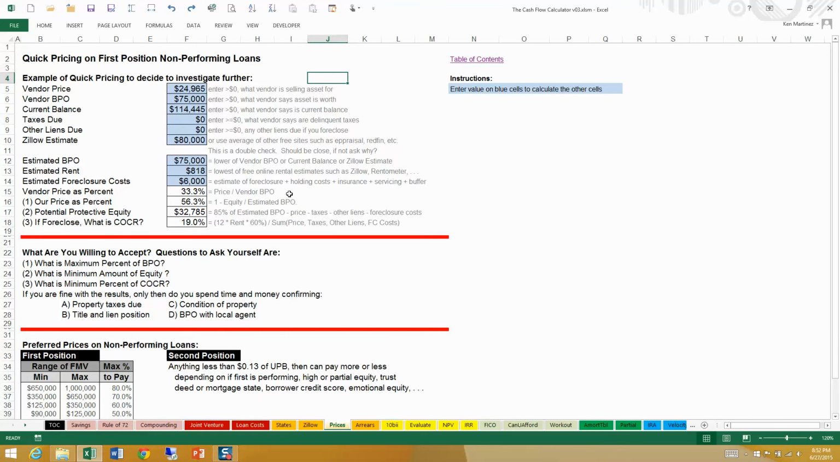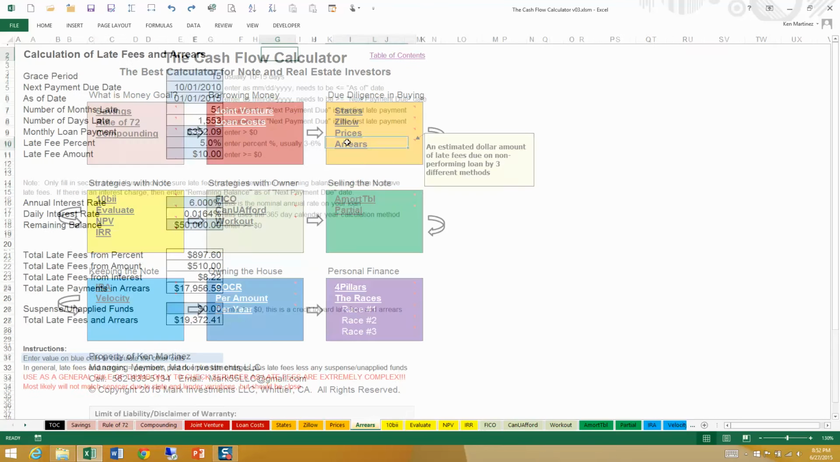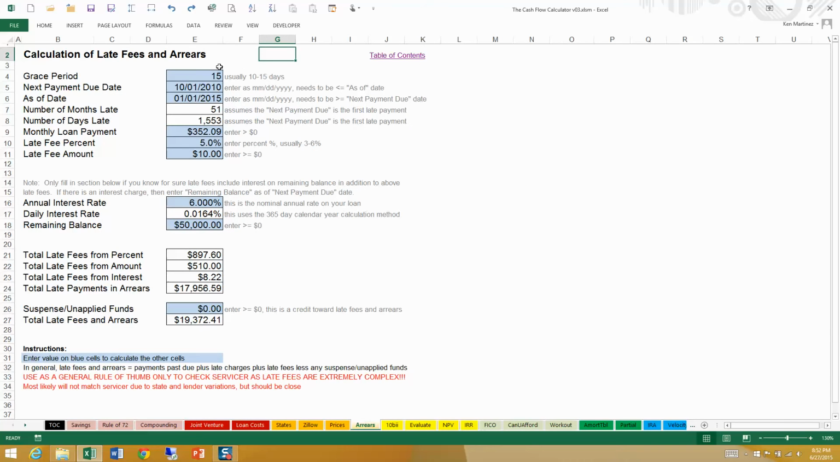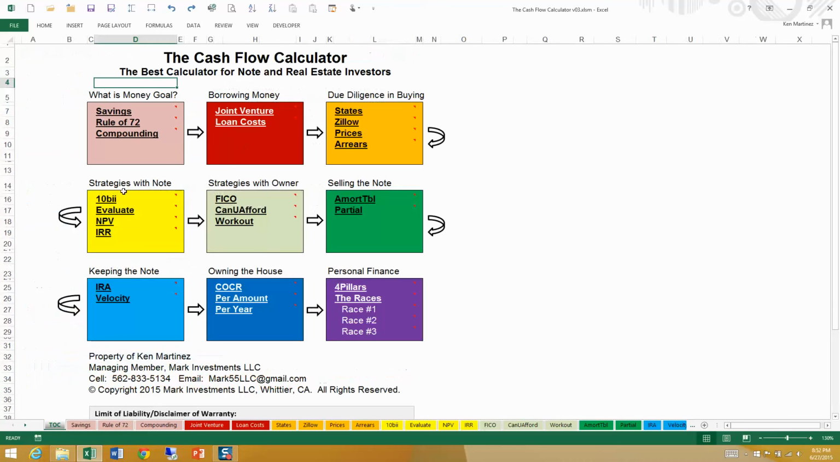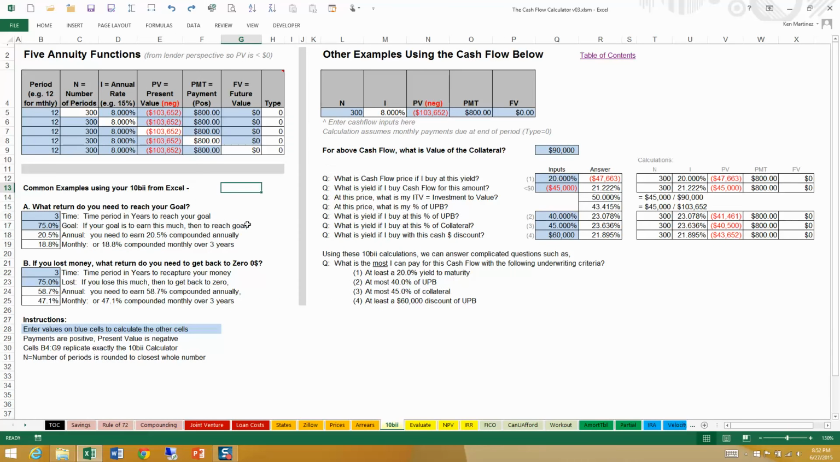Prices. What are the key things you need to know for first position non-performing loans? Put in what you received from the vendor. Here's what you need at a minimum, and it will calculate the 3 key metrics you need to know as a first position investor. And what are the current market prices for first and second positions as I'm doing this in June 2015. Once you get your note, you should double check the arrears. This will do all the arrears depending on how they calculate it and give you a final total there. So you don't need to do that work otherwise.